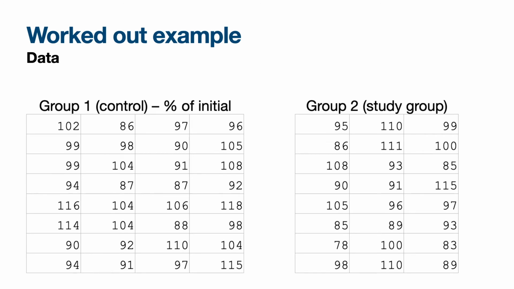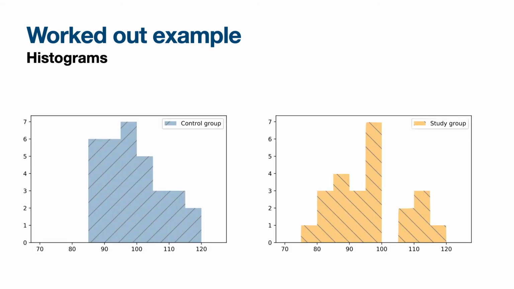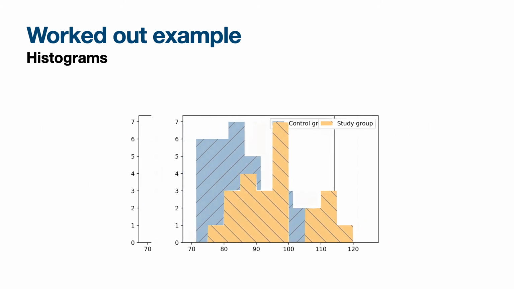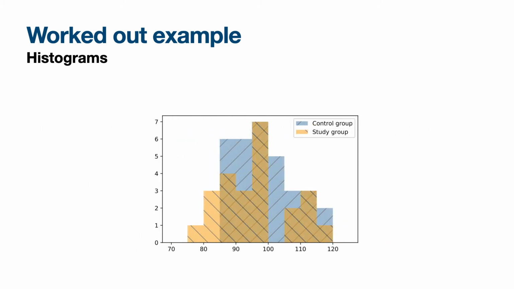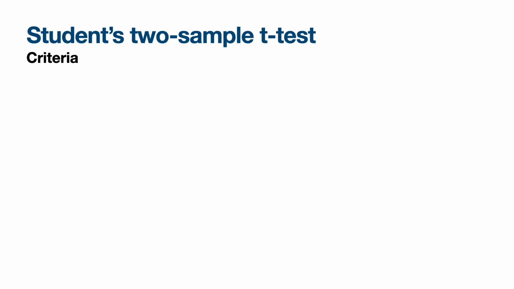The observed data is as follows. We recorded the weight of each participant at the end of the study in the percentage of their initial weight. We could do some eyeball statistics, plot the histograms and compare them, but that wouldn't be the height of objective analysis. If the following assumptions are true, then we can use Student's two-sample t-test.